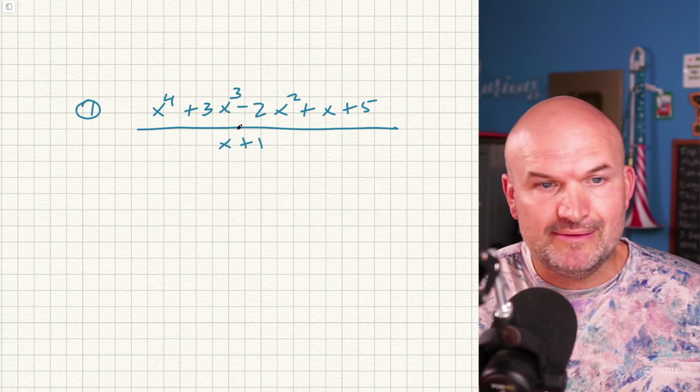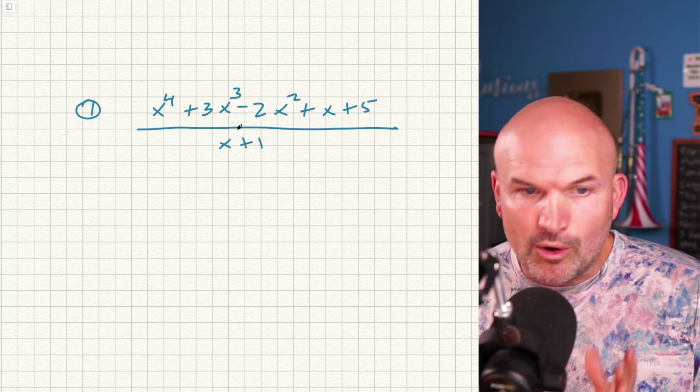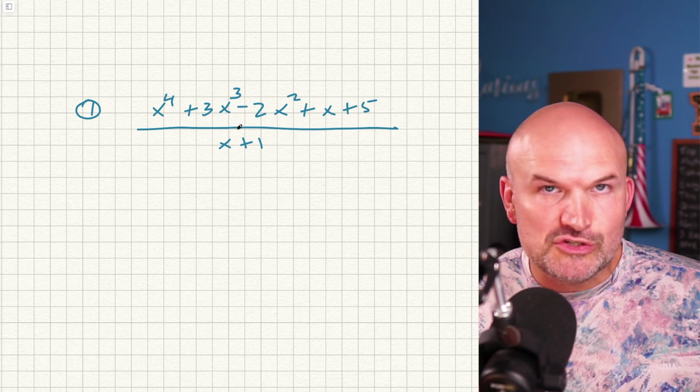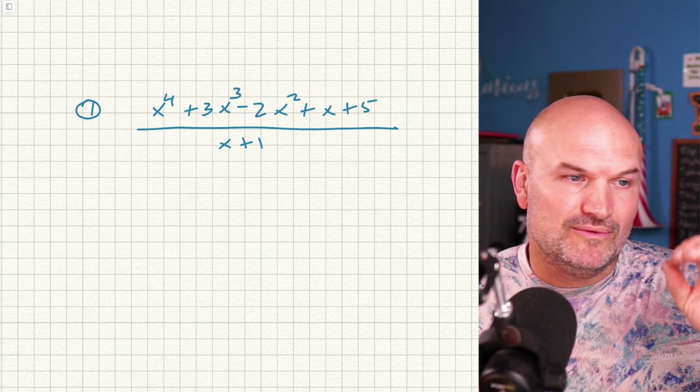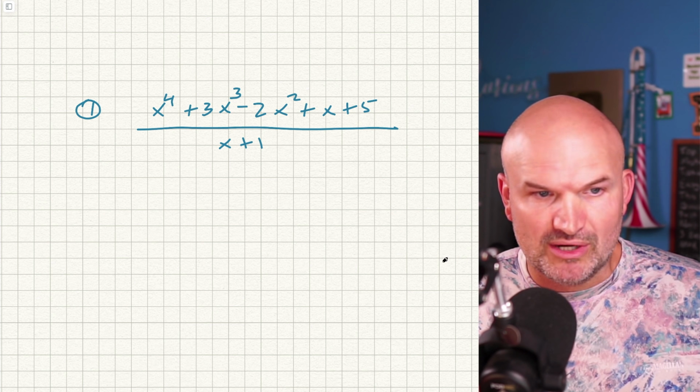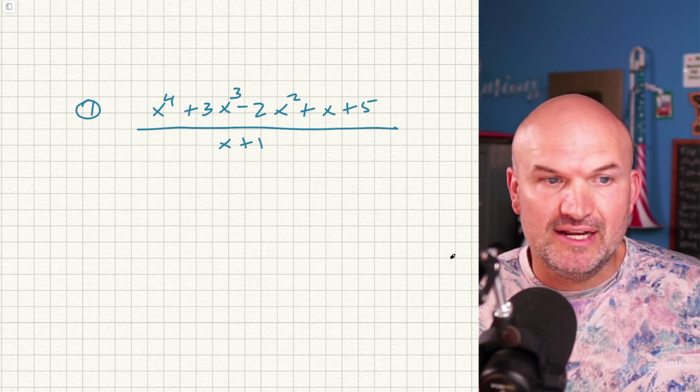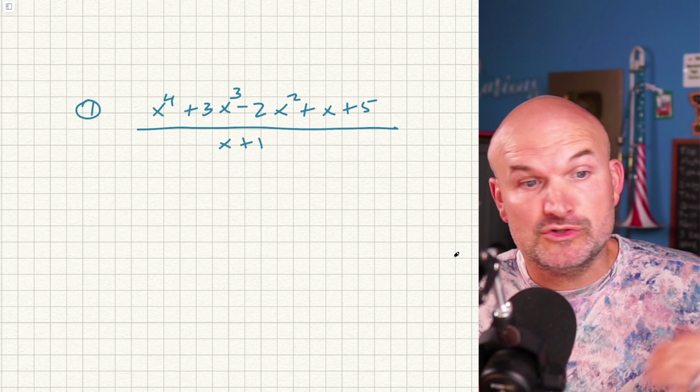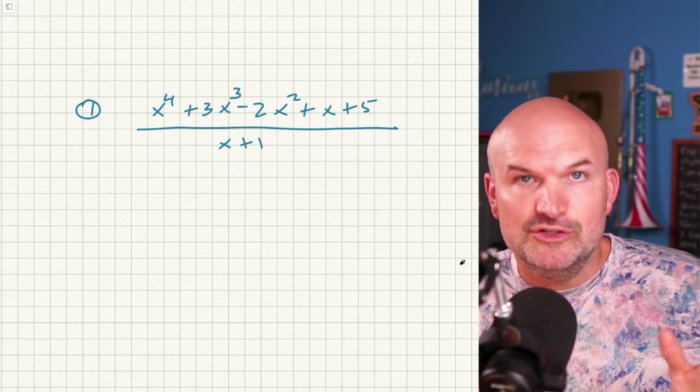Then we'll get to the medium as well as the hard, which are going to go over some types of synthetic division that students will get mistaken on. That's why I want to go over those a little bit slower, showing you where the mistakes happen, so that you are prepared. If those show up on a quiz or on a test, you are ready to go.